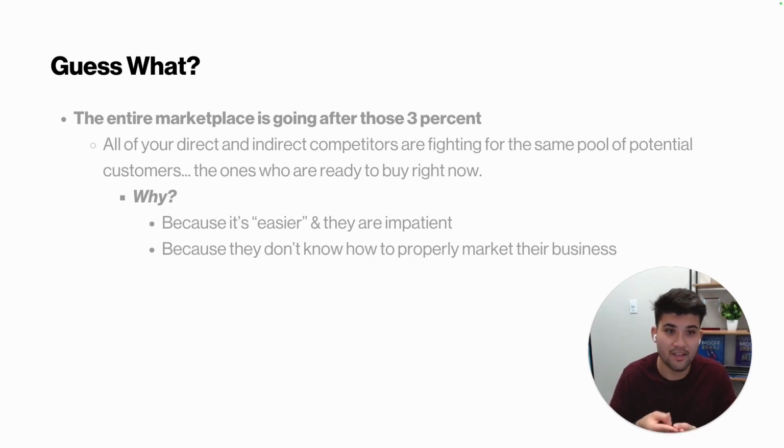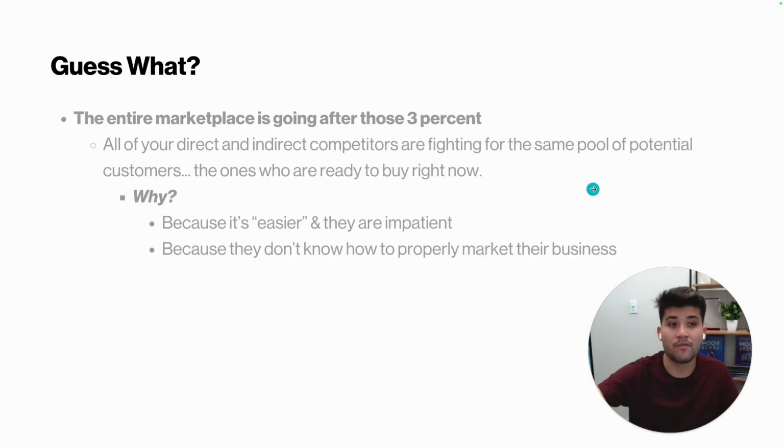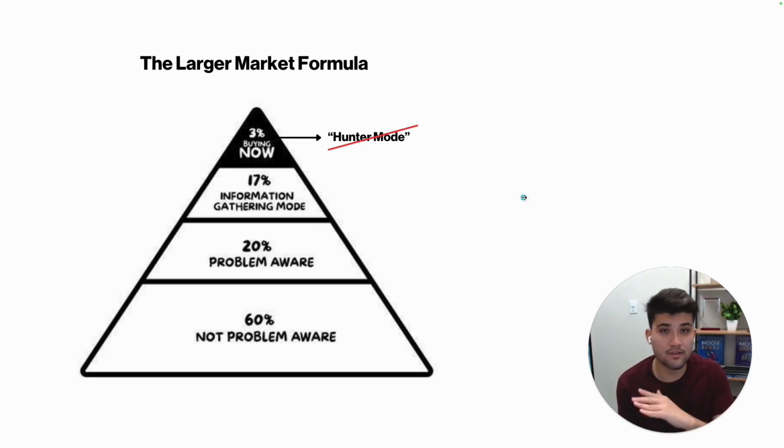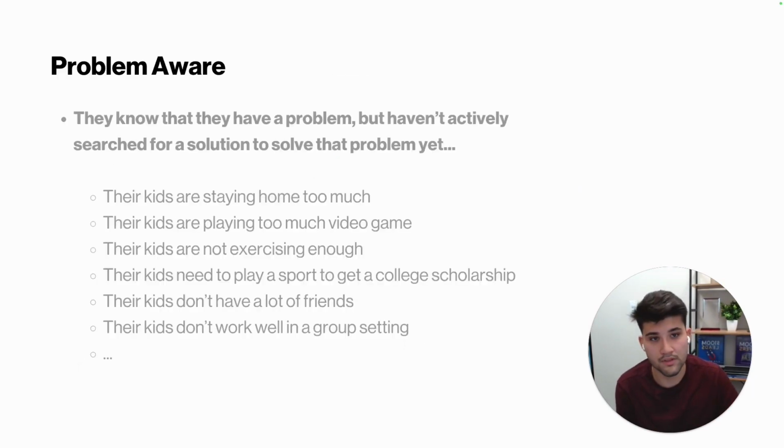So you've got to take that advantage, put it on your side and say, okay, let me go after the rest of the market, right? Let me go after those 70% that are gathering information. Let me go after those 20% that are aware of their problem, but they don't know that they need us, that they don't know what solution they should take on. So scratch that, stop going after only the 3% and let's go after the other ones.